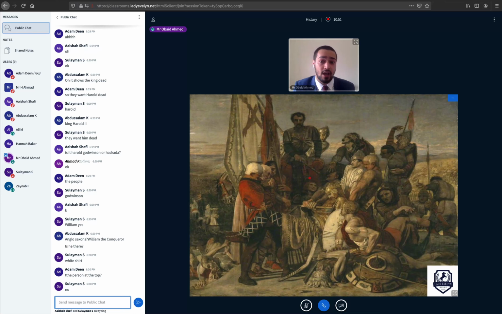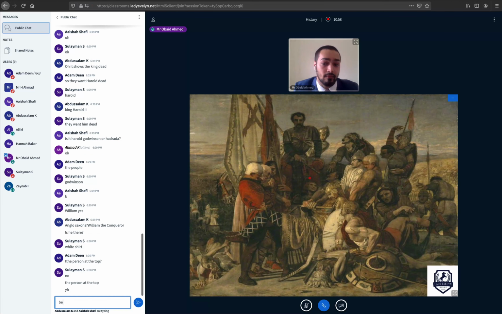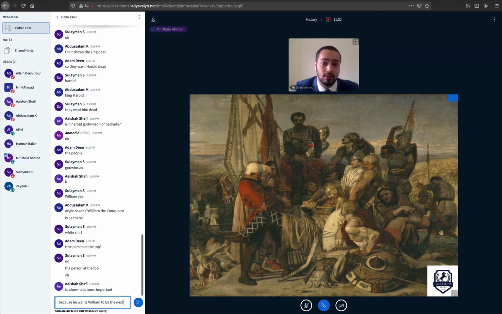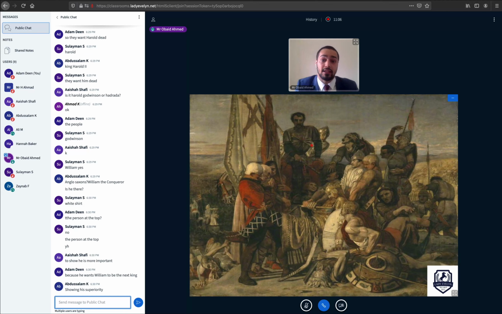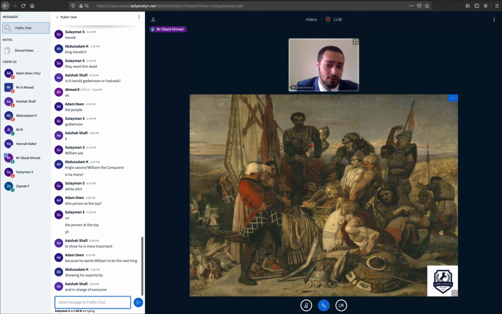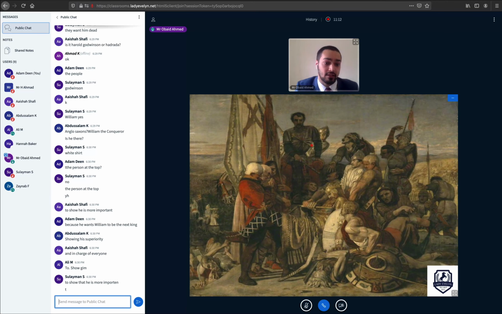So why do you think the artist, Ford Madox Brown, decided to place William at the top in the painting? Excellent, Aisha, to show that he's more important. And therefore, going back to the council, why do you think they might have rejected this painting?